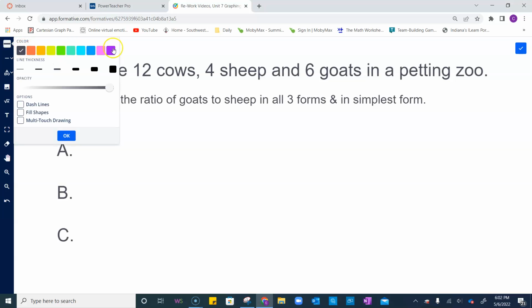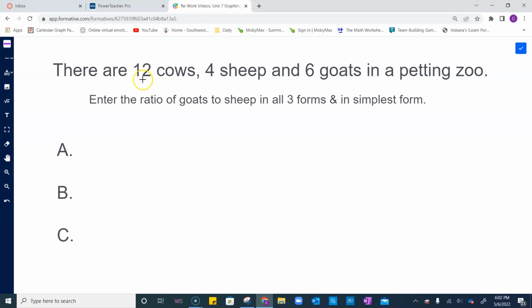All right, so this problem on your study guide reads that there are 12 cows, 4 sheep, and 6 goats in a petting zoo. Enter the ratio of goats to sheep in all 3 forms and in simplest form.